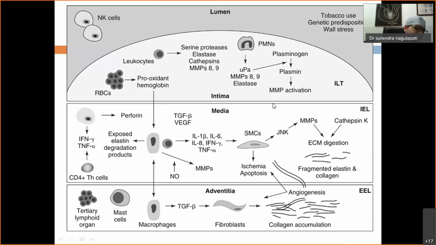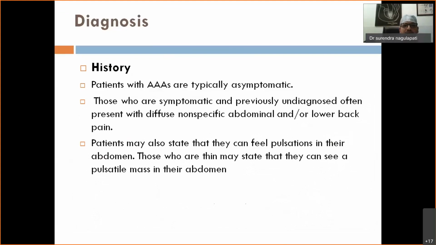The changes in the adventitia are inflammation, leading to extensive periaortic adventitial infiltration of leukocytes, macrophages and mast cells, leading to neoangiogenesis. Along with the continuous remodeling, there is formation of abdominal aortic aneurysm. Coming to diagnosis, history: patients with AAA are typically asymptomatic. Some patients present with non-specific lower back pain or abdominal pain, and sometimes they have pulsations on their abdomen, a pulsatile abdominal mass.